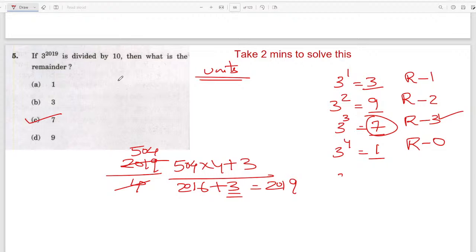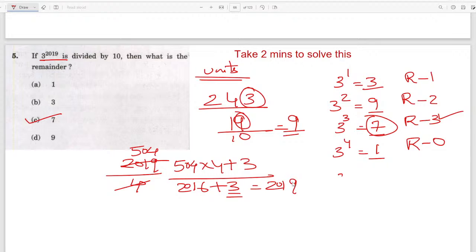Yes, when you divide by 10, you would get the remainder as the units digit. For example, if you divide 243 by 10, the remainder is 3. If you divide 19 by 10, the remainder is 9. That is the units digit. That's why this question is indirectly asking what is the units digit of 3 raised to 2019.